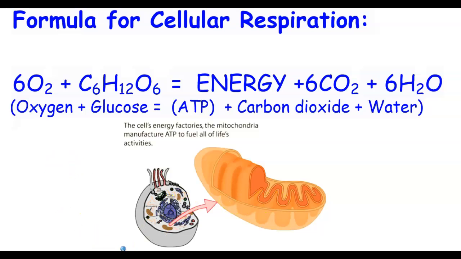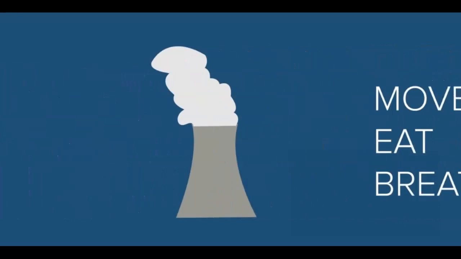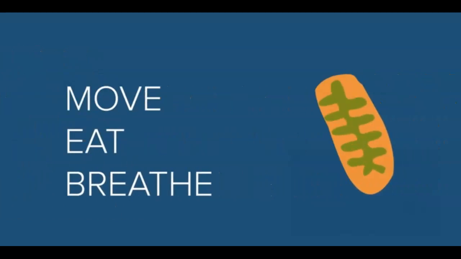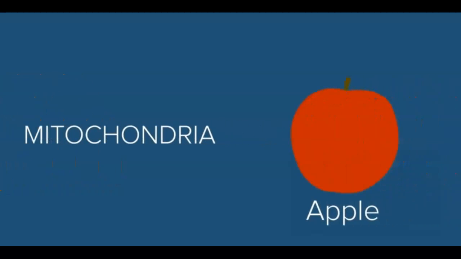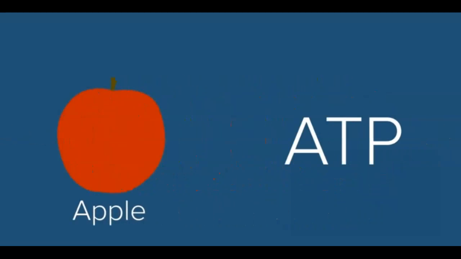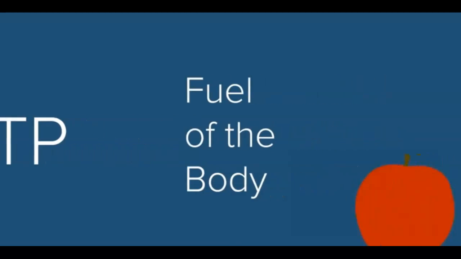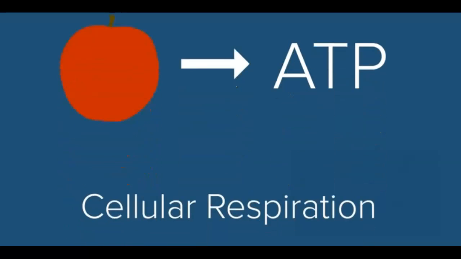Let's take a look at a little bit more detailed cellular respiration. Our bodies need energy to move, to eat, to breathe. The chemical energy in the human body is produced in a part of the cell called the mitochondria. Mitochondria convert the food you eat in the form of organic molecules into chemical energy that can be used by the cell, called ATP. ATP is the fuel of the human body. The process of converting organic nutrients that you eat into ATP is called cellular respiration.